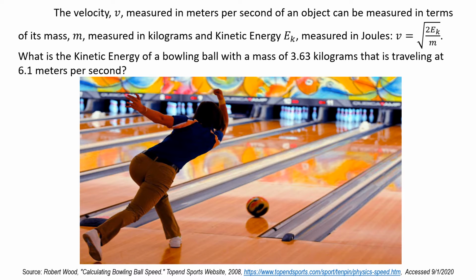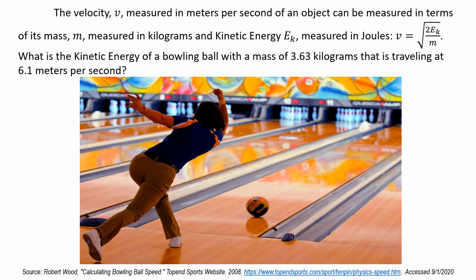The velocity v measured in meters per second of an object can be measured in terms of its mass m, measured in kilograms, and kinetic energy Ek, measured in joules. V is equal to the square root of 2 Ek all over m. What is the kinetic energy of a bowling ball with a mass of 3.63 kilograms that is traveling at 6.1 meters per second?